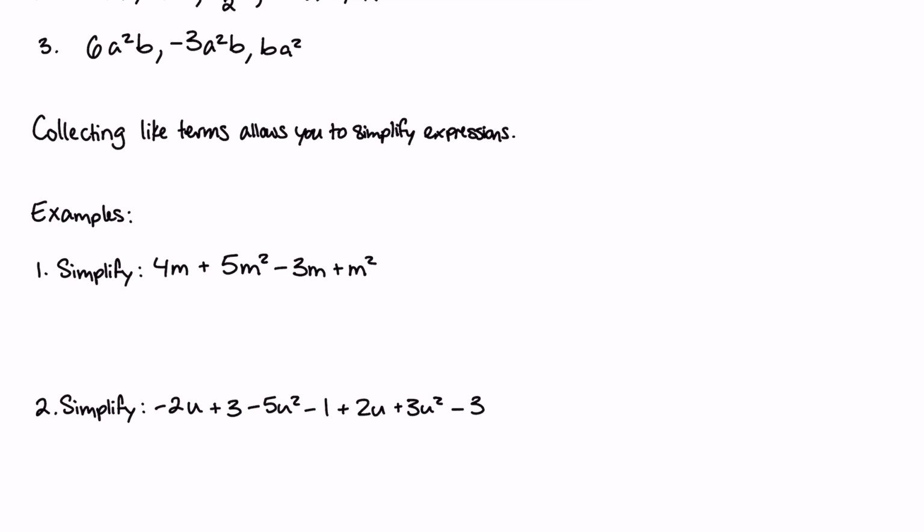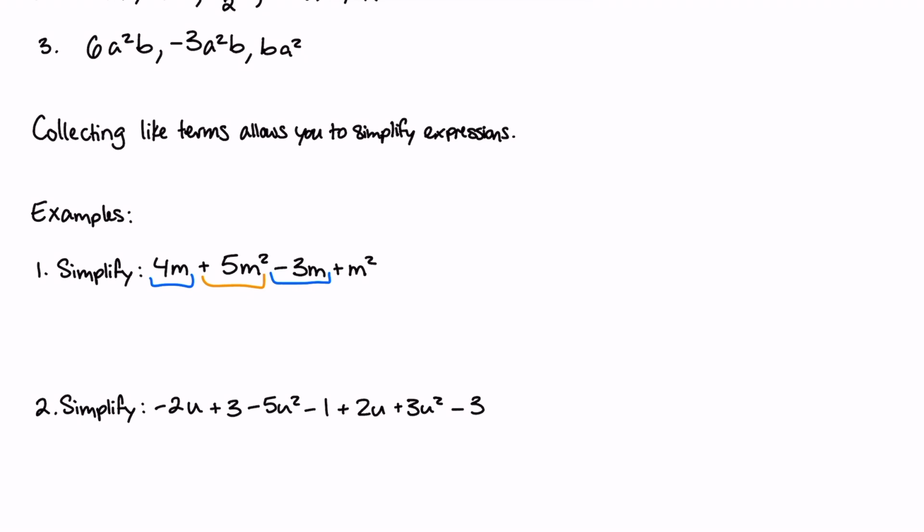So for our first example, we have 4m plus 5m squared minus 3m plus m squared. So our first step in simplifying this would be to collect our like terms. So we need to figure out which terms are like terms. So 4m and negative 3m would be like terms because they both have m's raised to the power of 1. And remember, you have to carry that sign that is in front of your term. That is a part of that term.